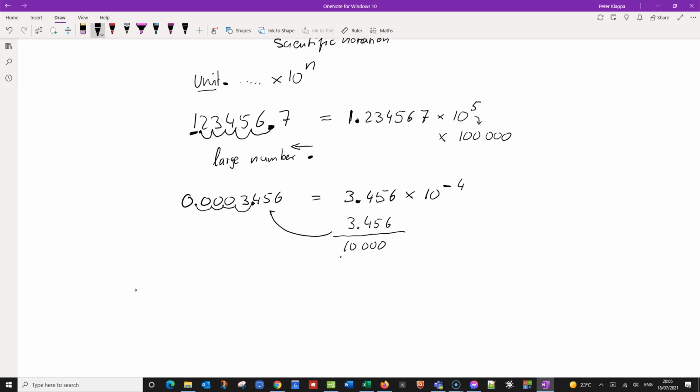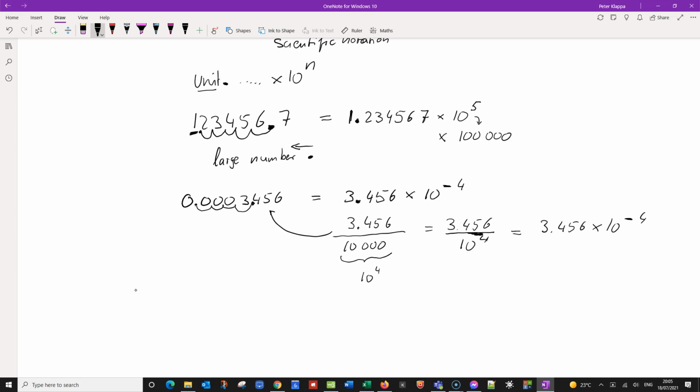And we know that 10,000 we can write as 10 to the 4, so we have 3.456 over 10 to the power of 4. And this we know we can write as 3.456 times 10 to the power of -4, because remember the fraction line is sort of reflected in this negative sign.